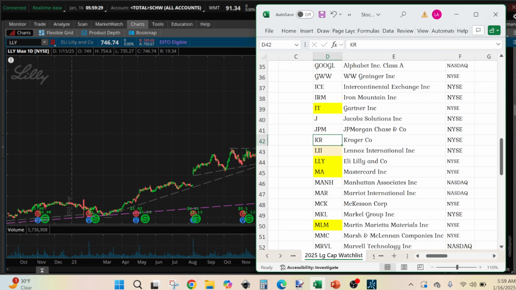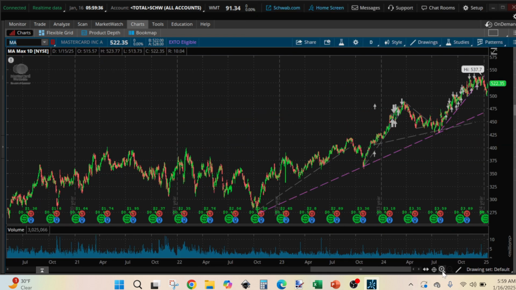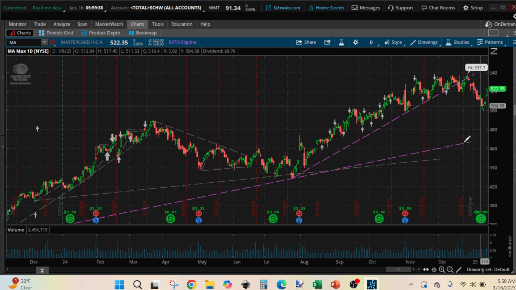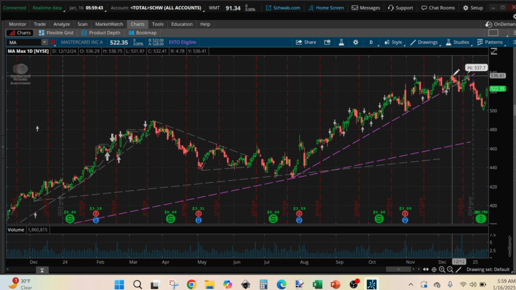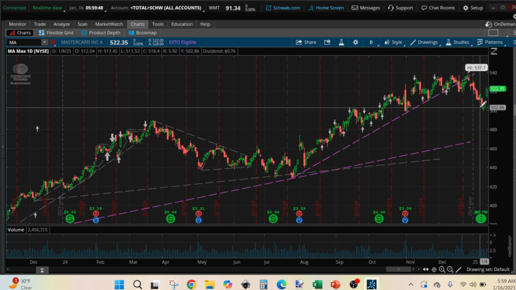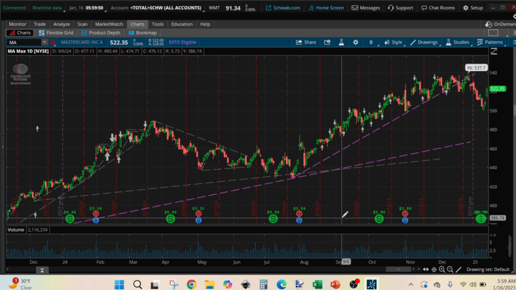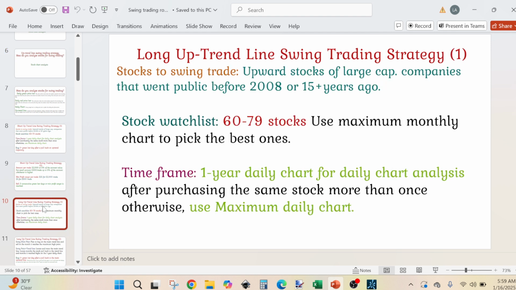The next one is MA. So MA, we bought it at this trend line, and then the price went up at some point there and just went down. So this concludes this part 2. We'll continue the analysis in the next video, and again we are using the long option line swing trading strategy.